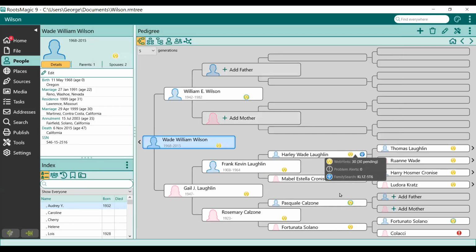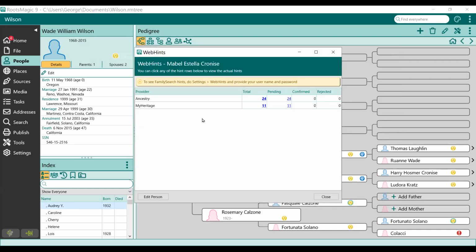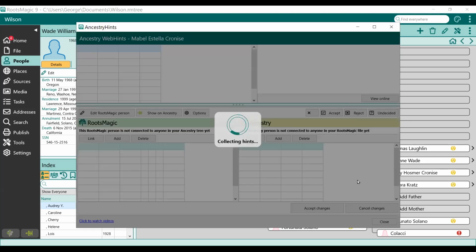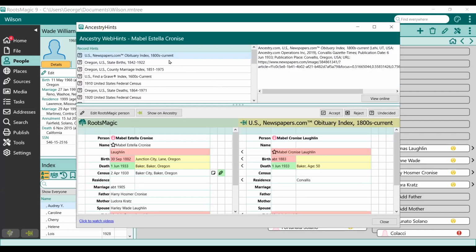Now we'll look at Mabel, see what suggestions they've got. Okay, they have suggestions from Ancestry and from MyHeritage. Now the MyHeritage suggestions, again, will take you to MyHeritage, they'll show you the links that they've come up with, but there's no automatic transfer of that information. You have to do it by hand. Whereas with Ancestry, they're going to take us, these are a list of all the hints, and I can go down and see what I want to grab.